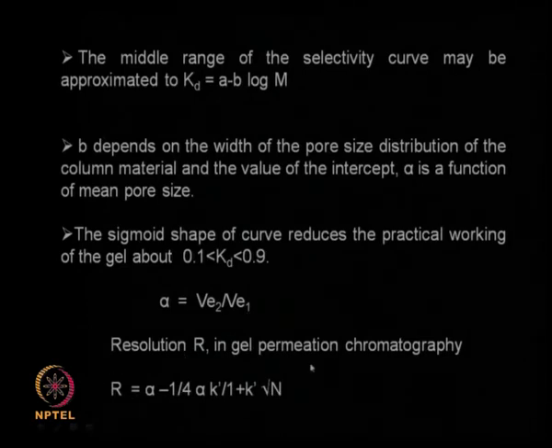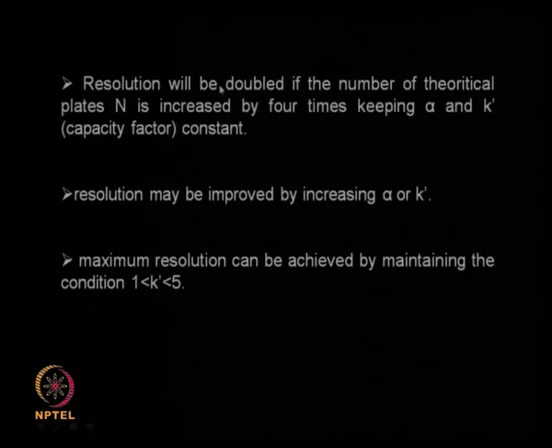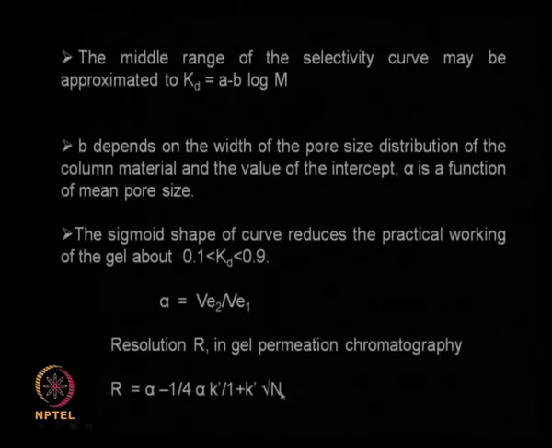Now there is a parameter called resolution. If you have two components, the resolution is the separation of the peaks of these two components. This resolution is given by this particular relationship, alpha minus 1 by 4 alpha, k dash by k dash plus 1, times square root of n, okay. So resolution will be doubled if the number of theoretical plates n is increased by 4 times, because you have a square root of n, where n is the number of theoretical plates, okay.